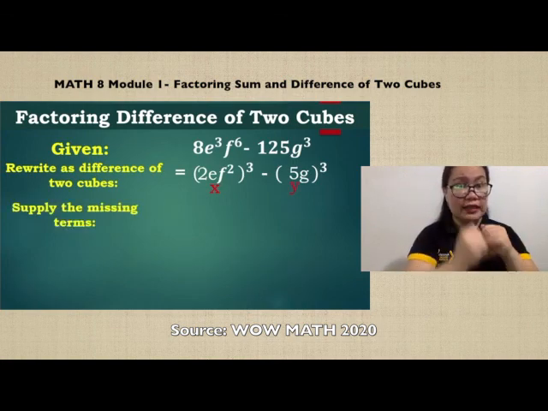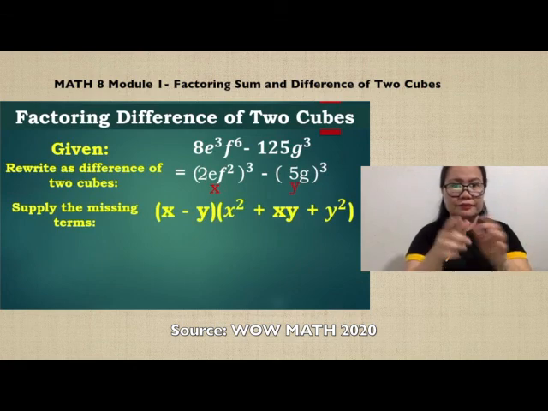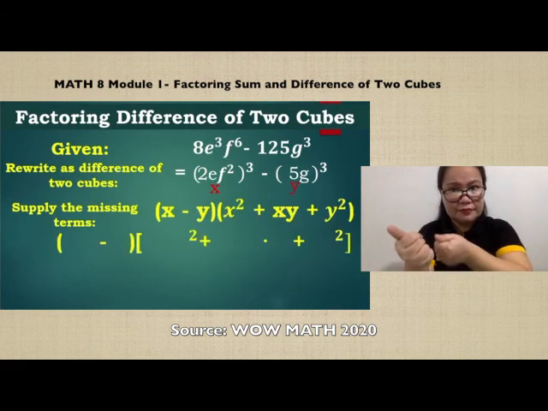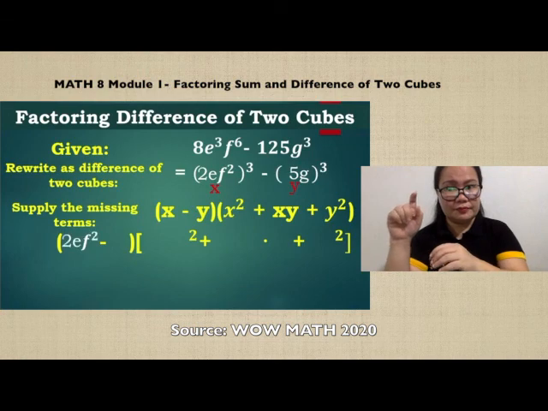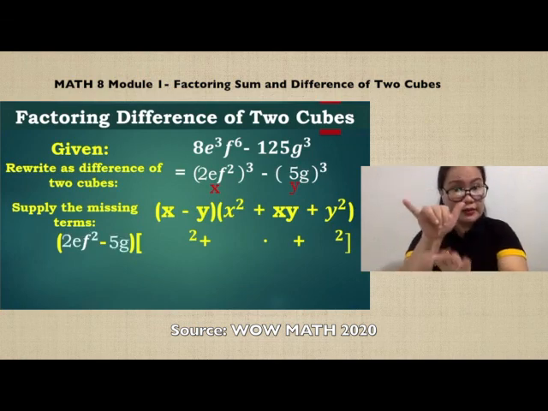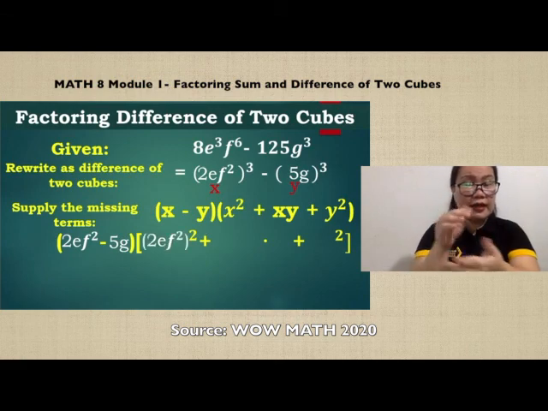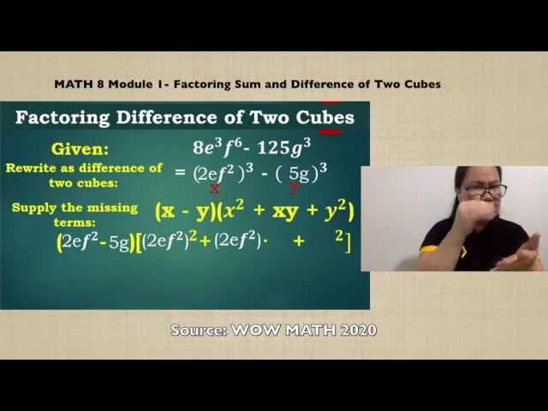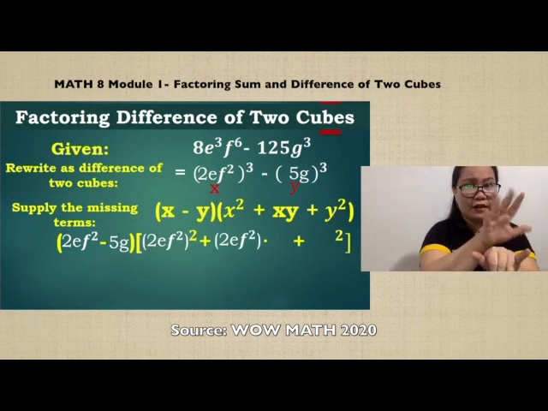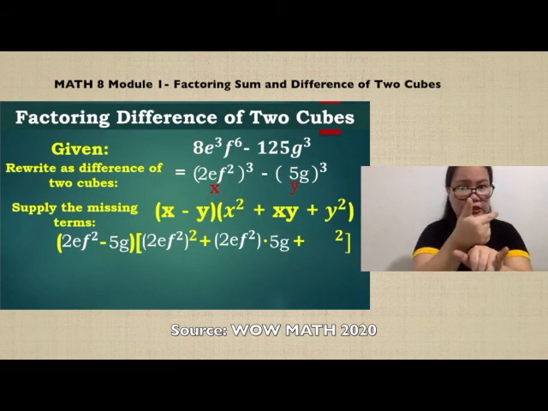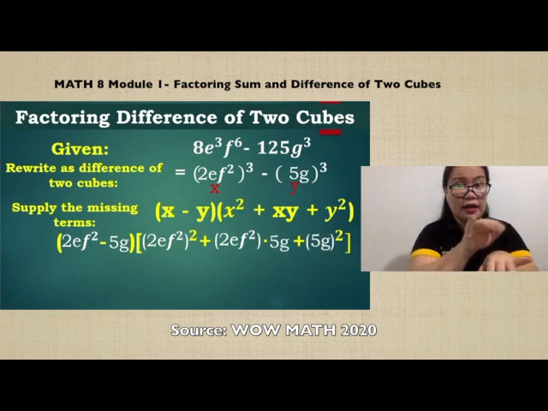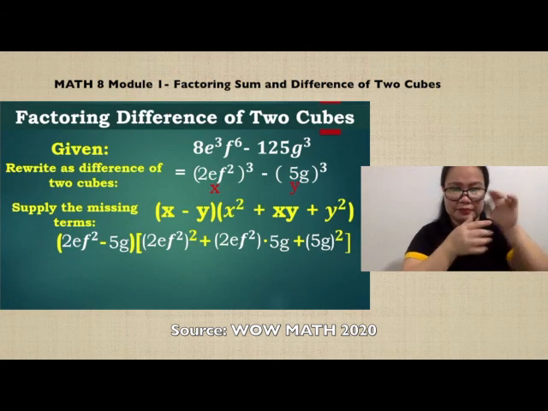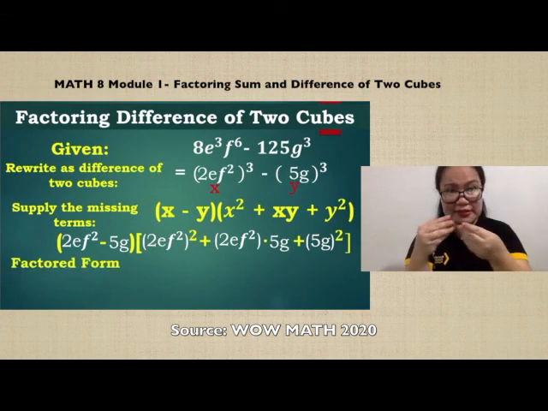So, let us now supply the missing terms following this factored form. Our x is 2ef squared, our y is 5g. And then x again, we have 2ef squared. And then x times y, so first we have 2ef squared, and then times y, we have 5g. And then 5g for our y squared. So let us now simplify.